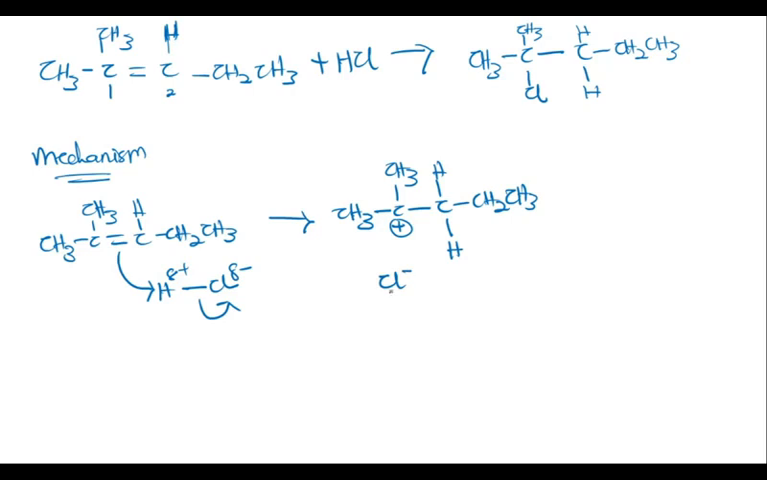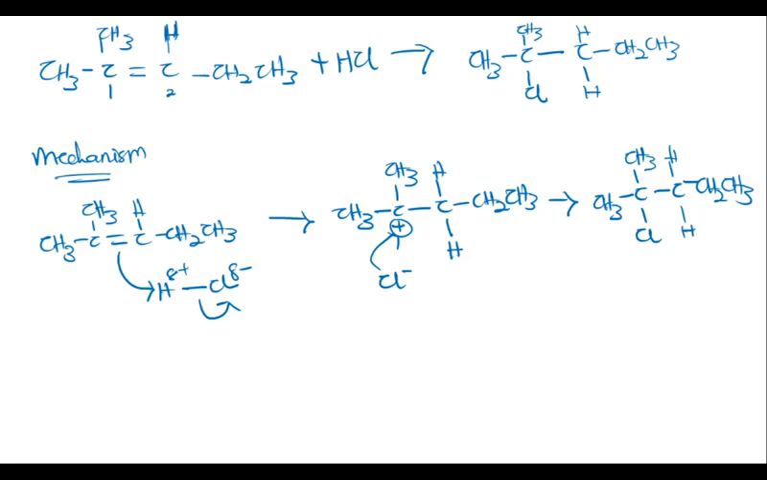So we have the Cl minus still in solution. It will now attack the carbocation to form the product that we have over here. So we have CH3 attached to the carbon CH3. Then we have the chlorine over here. Then C, hydrogen, hydrogen. Then we have CH2, CH3.